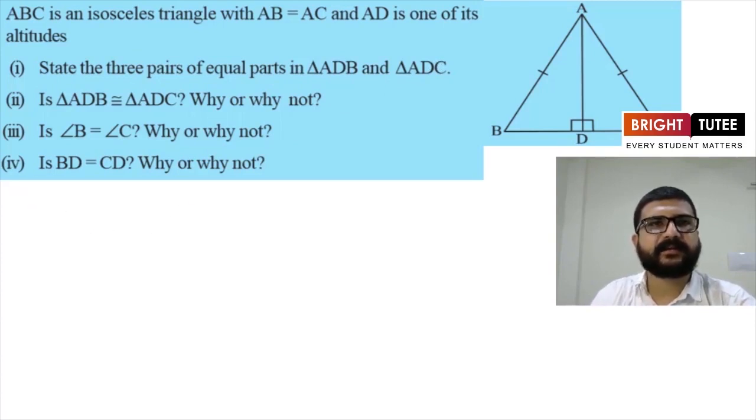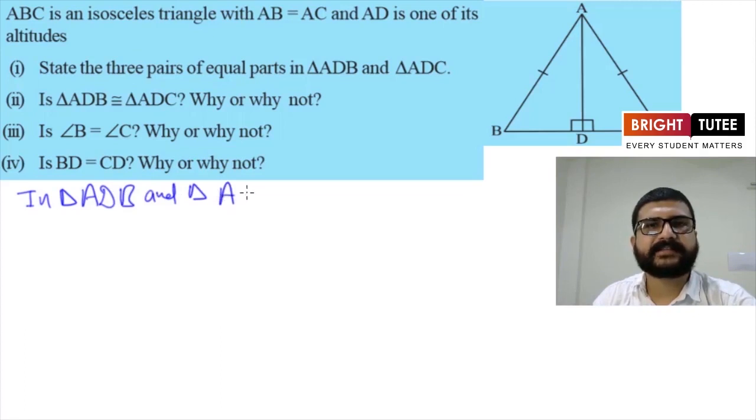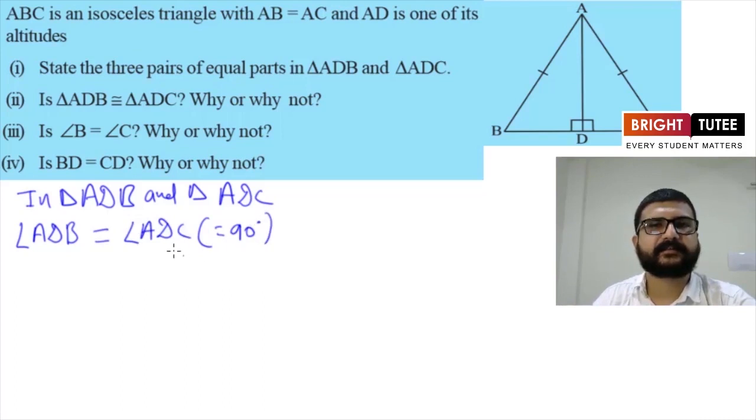So let's write it here. We are having in triangle ADB and triangle ADC. What are the things we are having equal? It is angle ADB equal to angle ADC. They both are 90 degrees. So angle ADB is equal to angle ADC, they both are 90 degrees.